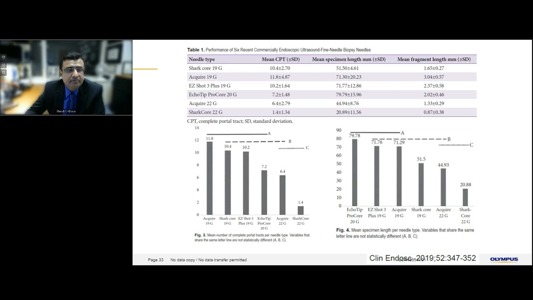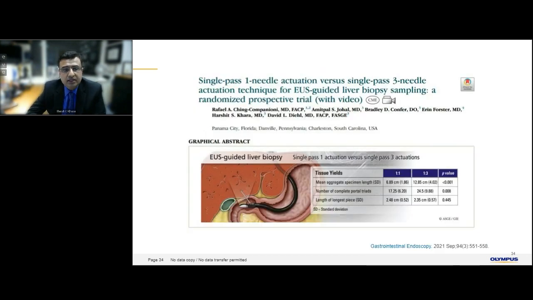So again, this was not an actual human study, but with an explant, this is the closest that has come to comparing all the available needles. So again, it reemphasizes the point of using a 19 gauge FNB core biopsy needle that would give you the best specimen yield. So then it comes down to the technique. Well, do you do 1 actuation, 3 actuations? Do you do 7 to 10 fanning techniques?